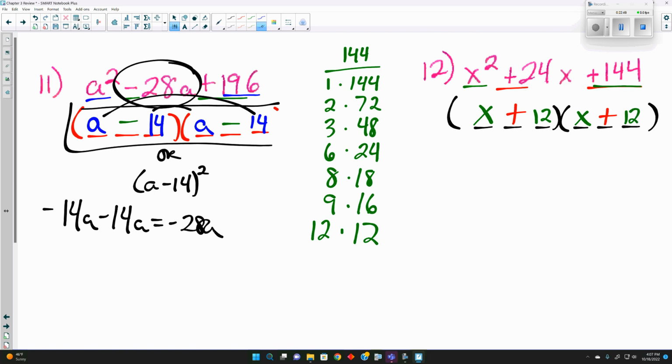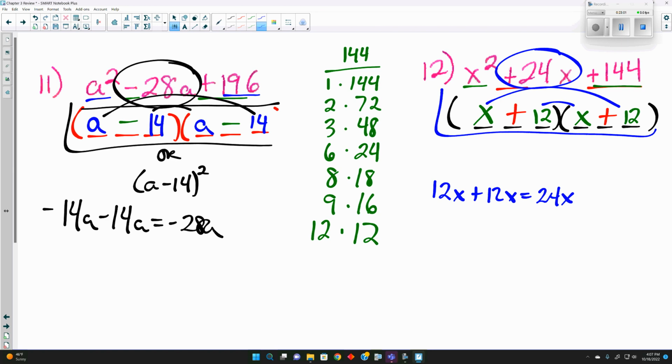And lastly, we can check. X times 12 is going to be 12x. Then 12 times x is going to be plus 12x, which is 24x, which is the middle term we wanted. So this here is our answer. Now we could write it as just x plus 12 squared. Either one of these will work.